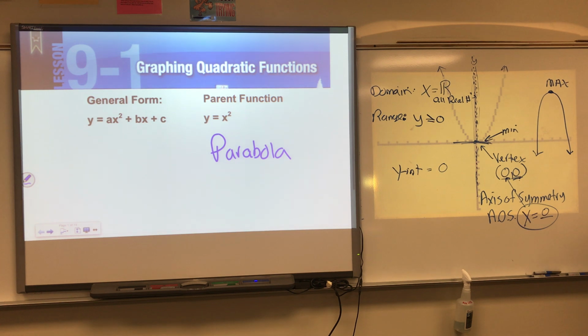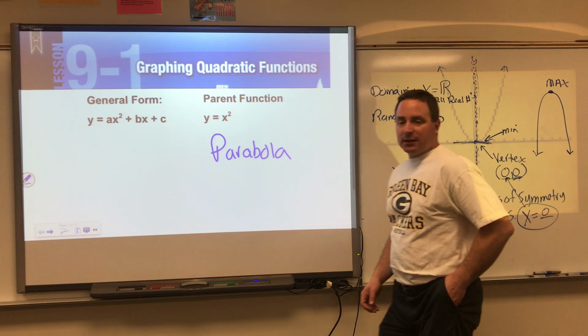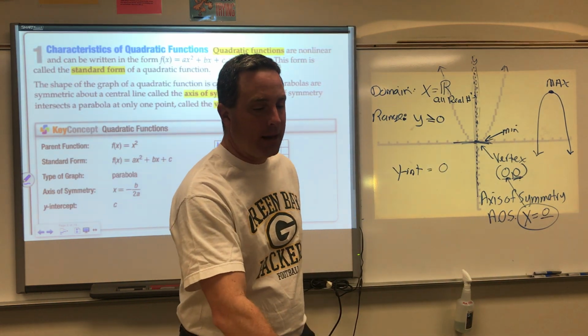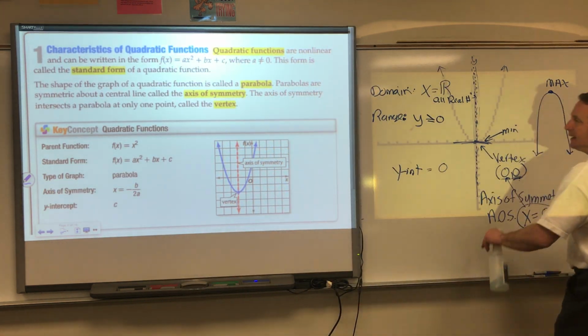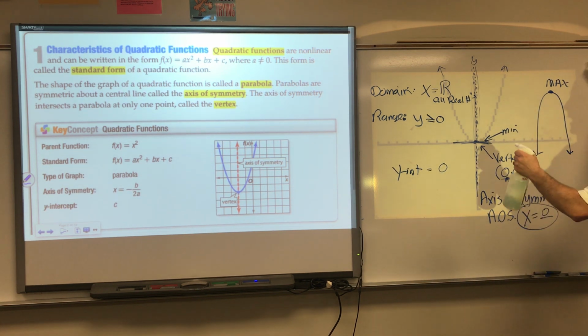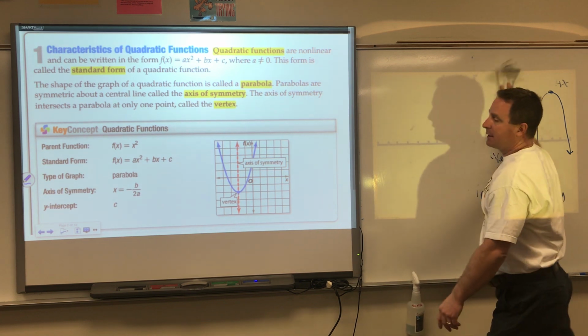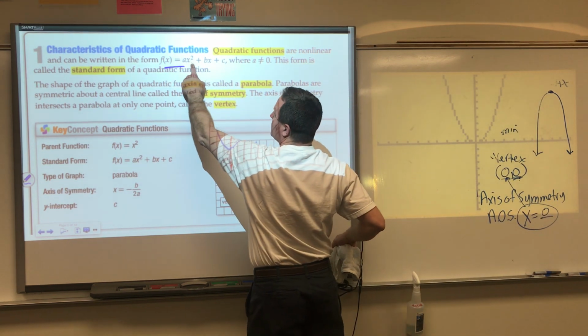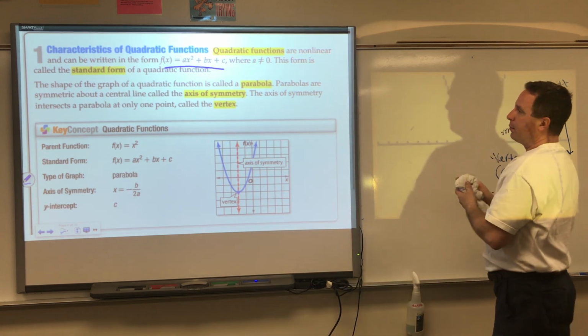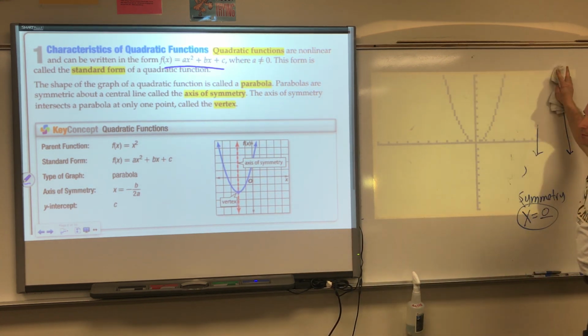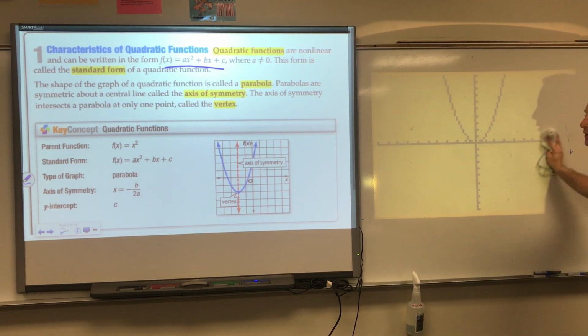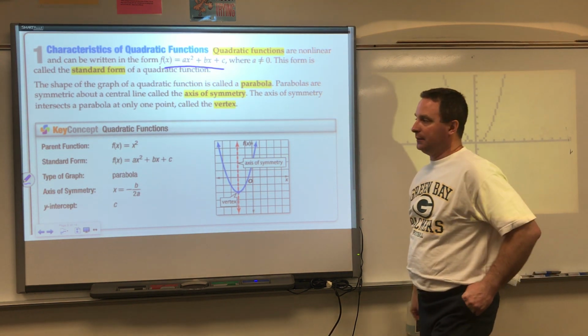All right, so we kind of have a general idea of what a parabola looks like. We have some idea about the different parts of the parabola. Okay, let's take a look at what we have next here. This page right here is in your book, and it kind of describes all the stuff that we just got done talking about. It talks about the standard form right up here. The parabola, the axis of symmetry. You can see the vertex, and it labels all those different parts right over here as well.